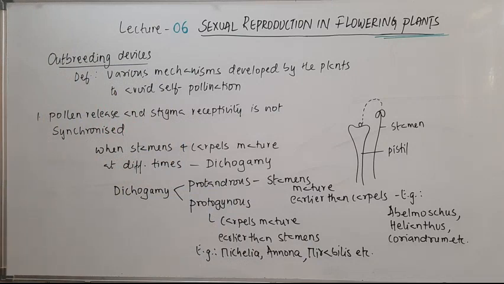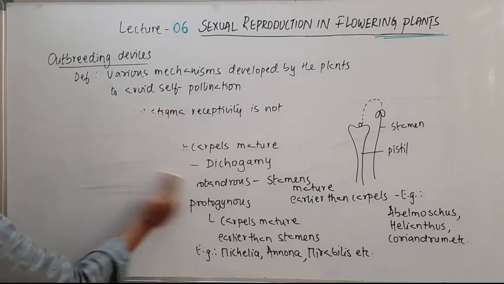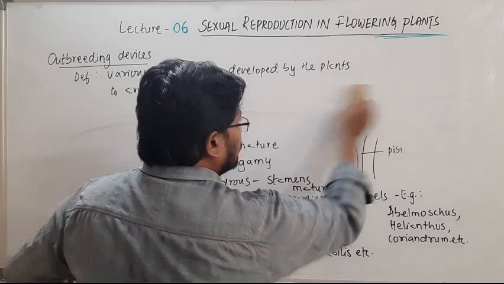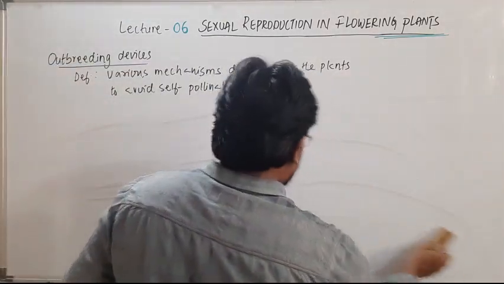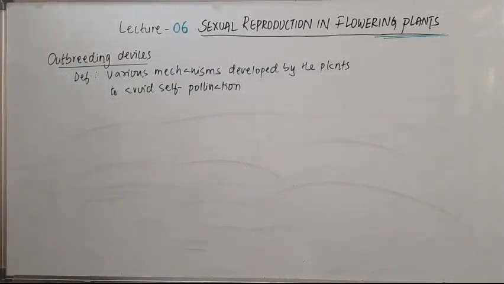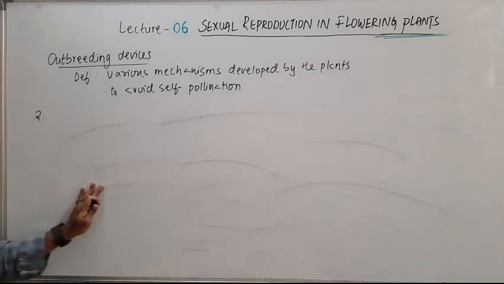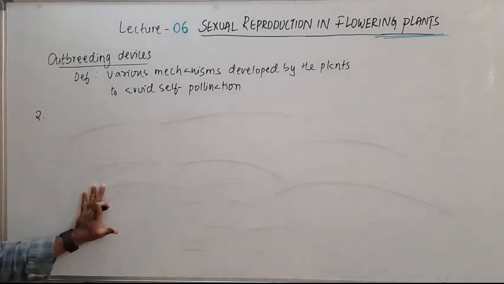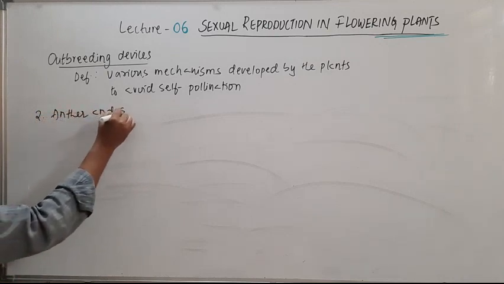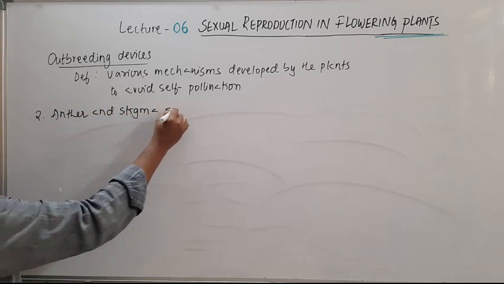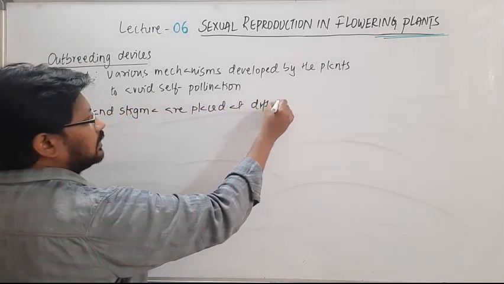So the next one, the next outbreeding device, let's see that the anther and stigma are placed at different positions. So the second outbreeding device that prevents the self-pollination is anther and stigma are placed at different positions.